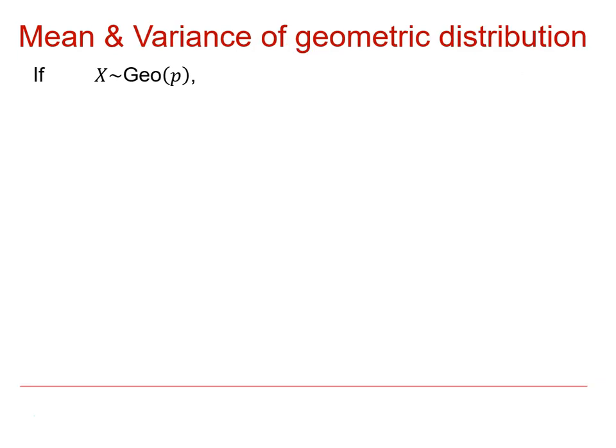So, if X is distributed geometrically with probability of success p, the expected value of X is 1 over p, and the variance of X is 1 minus p all over p squared. Both are in the formula book, and you can use those freely.